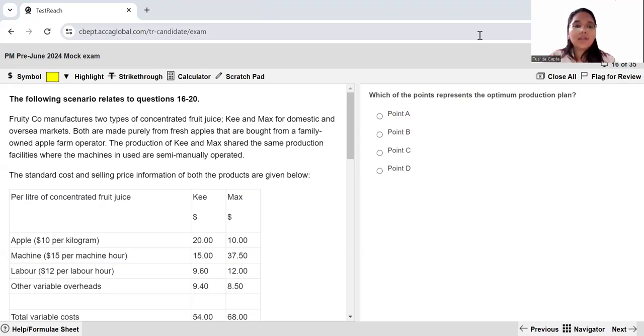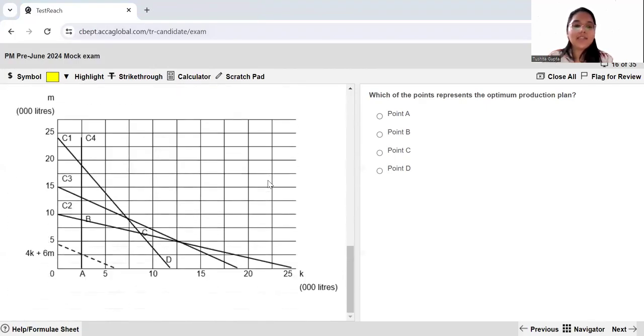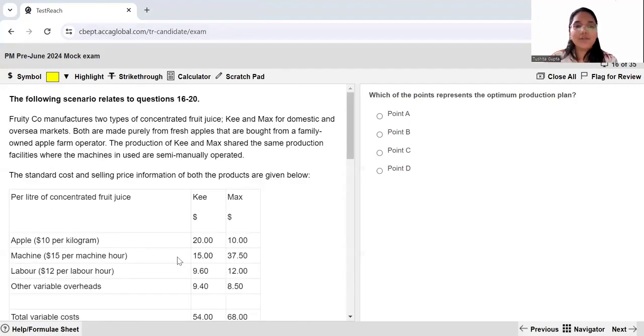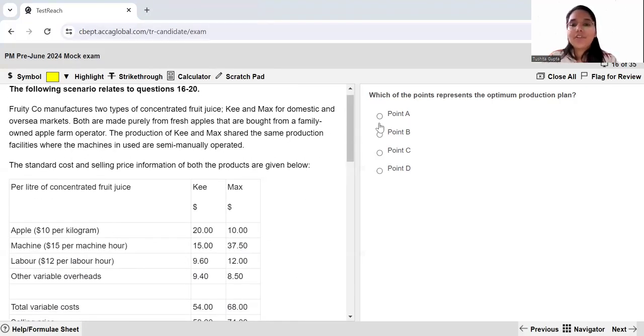This is the first case study that you have in your section B. The name of the company is Fruity Company. So without any further ado, let's get started. You might see a graph over here. Don't get scared. It's nothing rocket science. We are going to do it step by step. So the first requirement wants you to calculate which of the points represents the optimum production plan.